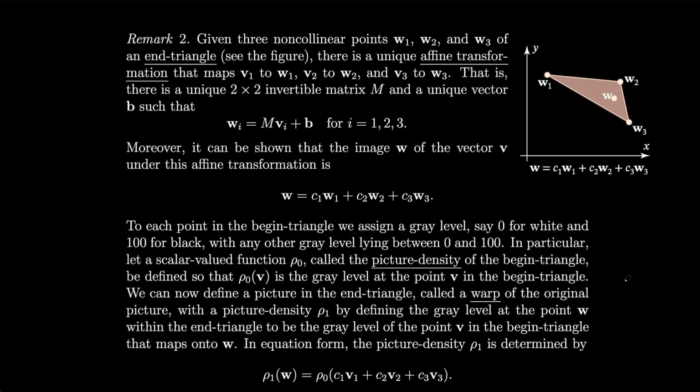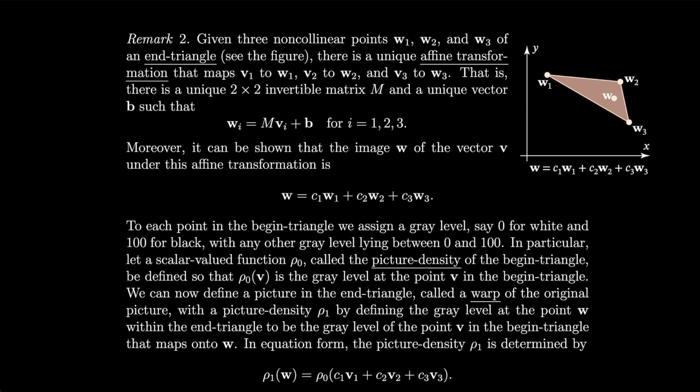Okay, so now that we know how to identify if points are convex combinations, we can identify if they're actually in the triangle. Let's actually do some warps. So given 3 non-collinear points, W1, W2, and W3 of an end triangle, in this figure, there is a unique affine transformation that maps V1 to W1, V2 to W2, and V3 to W3. By that, we mean that there is a unique 2x2 invertible matrix M and a unique vector B, such that each of the W's is M times each of the V's plus B. Moreover, it can be shown that the image W of the vector V under this affine transformation is a linear combination of the W's, where you use the same C1, C2, and C3 as you did before.